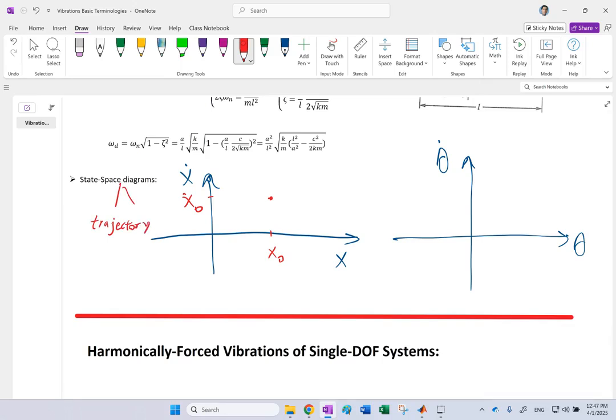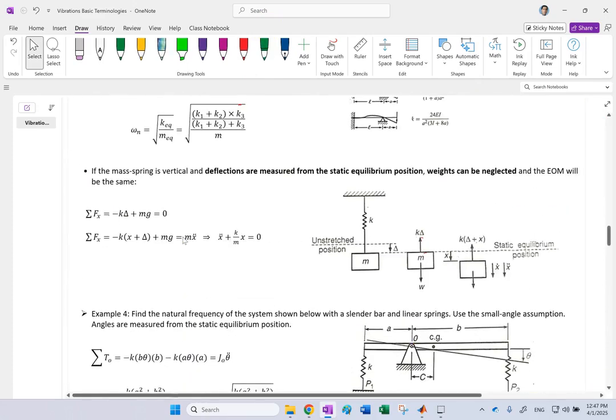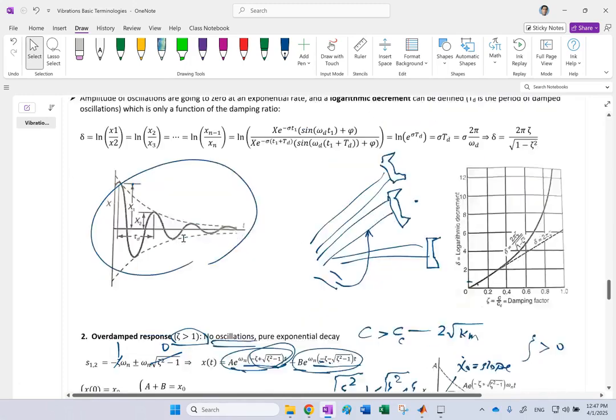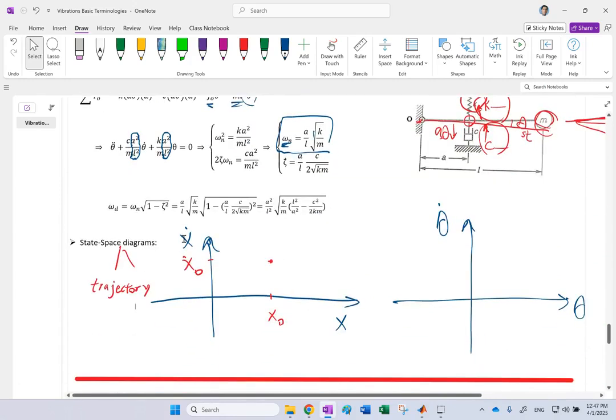We want to see what kind of response you would get if the system is underdamped, overdamped, or critically damped, or if the system has no damping altogether. It's an undamped system like the previous lecture that I had. What kind of state space will I get? So first, let's look at the scenario that there is no damping.